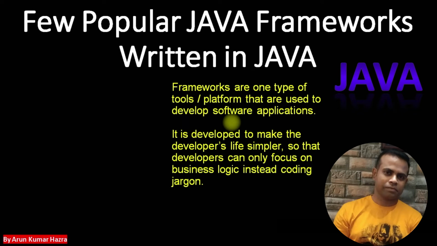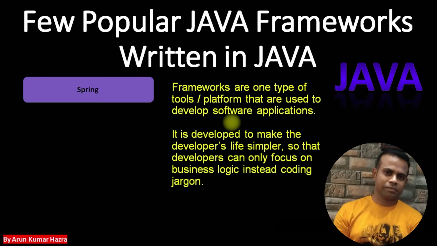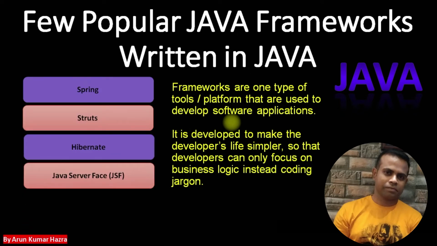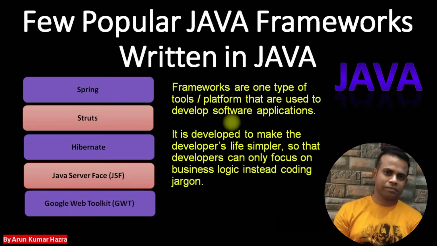A framework is nothing but one type of tool or platform, you can say, that is used to develop software applications. It was developed to make the developer's life easy, so the developer can focus only on business logic instead of coding jargon by using this type of framework. A few popular frameworks are Spring, Struts, Hibernate, JSF, JWT. They are all basically written in Java.